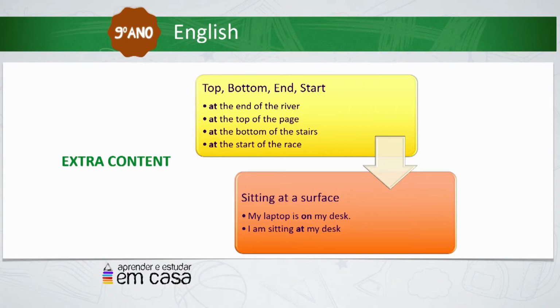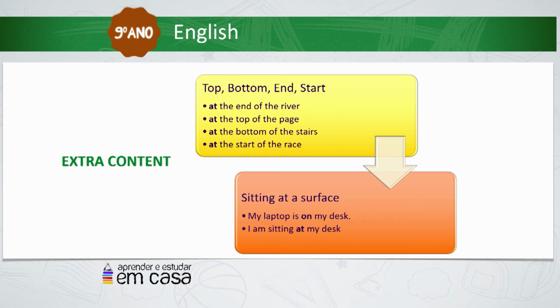Now, we usually use at when we talk about something that is at the top, at the bottom, at the end, or at the start. The first example, at the end of the river. At the top of the page, at the bottom of the stairs, or also at the start of the race. So this is how we use at when we talk about something that is at the top, at the bottom, at the end, or at the start of something.